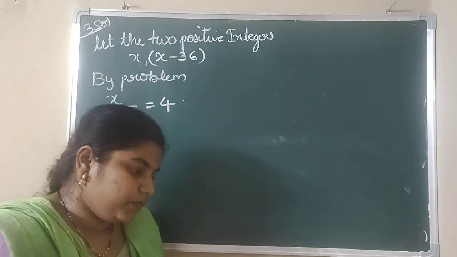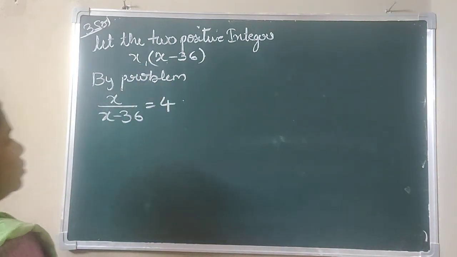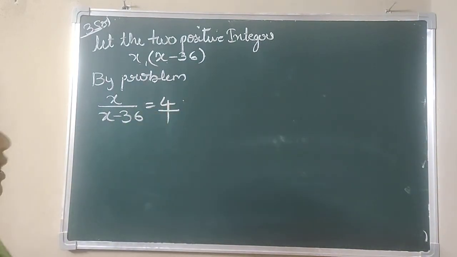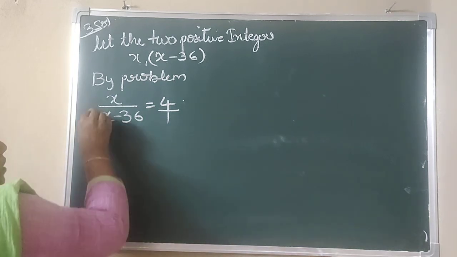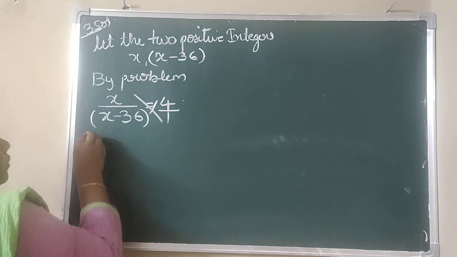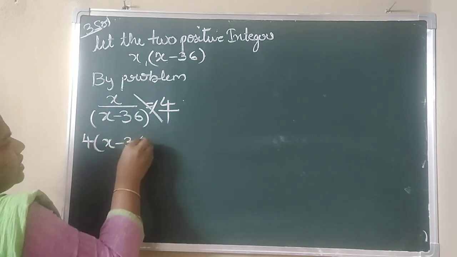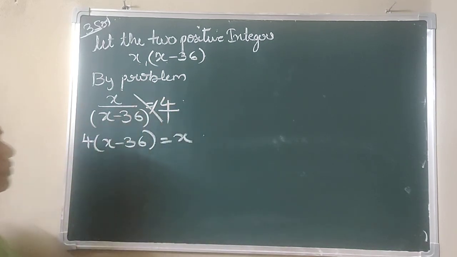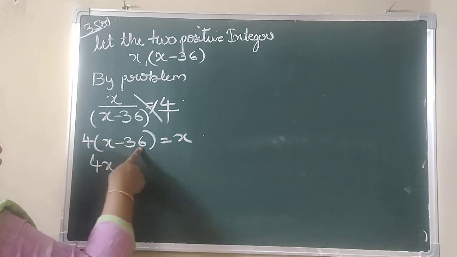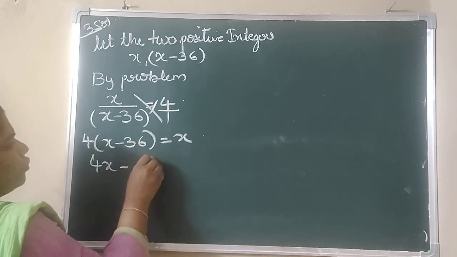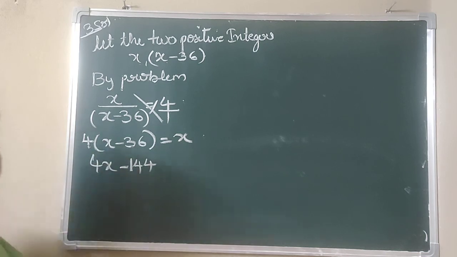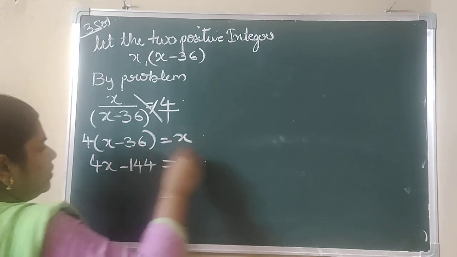Now what do we have to find? We have to find the x value. So we will do cross multiplication here. The denominator of 4 is not there, so we are taking it as 1. So we have to cross multiply like this. That will be 4 into x minus 36 is equal to x. So 4 into x is 4x minus 4 into 36. 6 4s are 24, 3 4s are 12, 12 plus 2 will be 14. That is 144, equal to x.